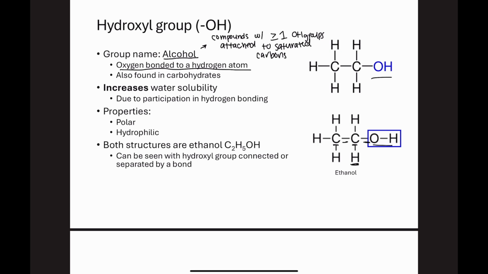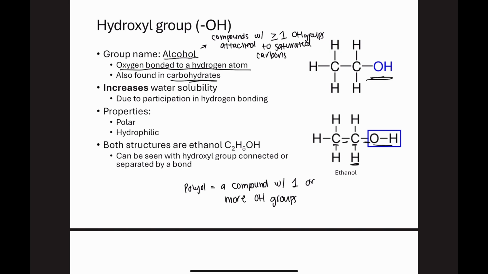Glucose actually has 5 hydroxyl groups, which makes it considered a polyol. And polyol just means that it has one or more hydroxyl groups. So a polyol is equal to a compound with one or more hydroxyl groups. So by that definition, ethanol is not a polyol because it only has one hydroxyl group. Another place that we find our hydroxyl groups is in carbohydrates.